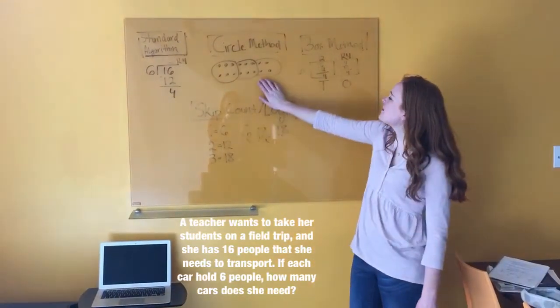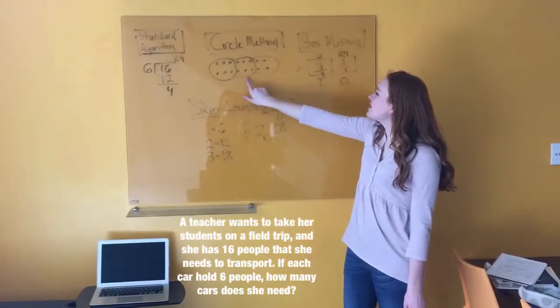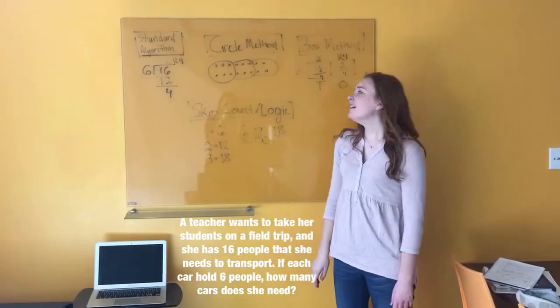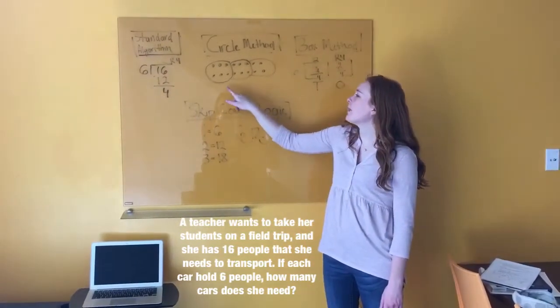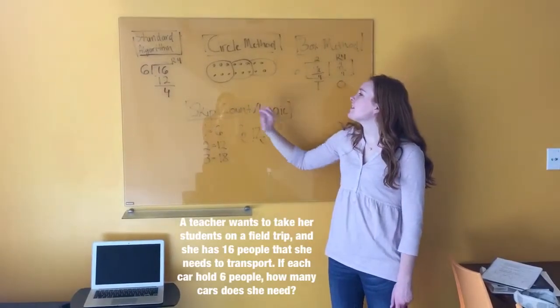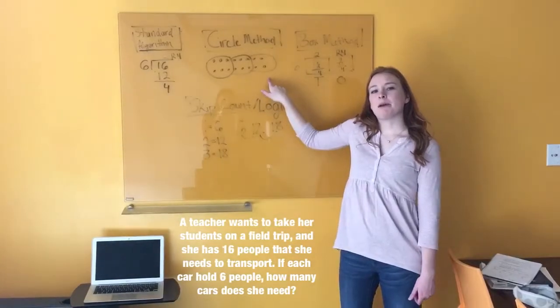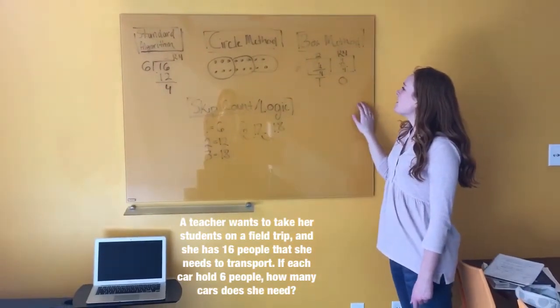Our next way that students could do it is by using the circle method. They draw 16 different dots to represent the 16 people that they have, and then they put these 16 people into 6 different cars. They circle them by groups of 6. Here they see that they have 2 full groups of 6, and then they'll need a 3rd car for the remaining 4 people. The next method that students could use is called the box method.